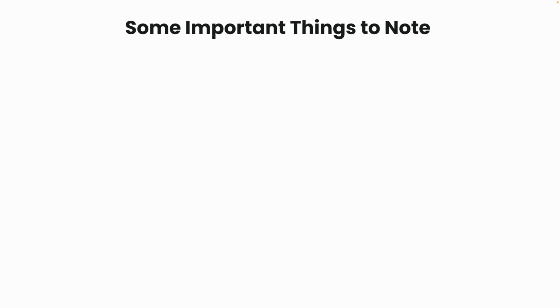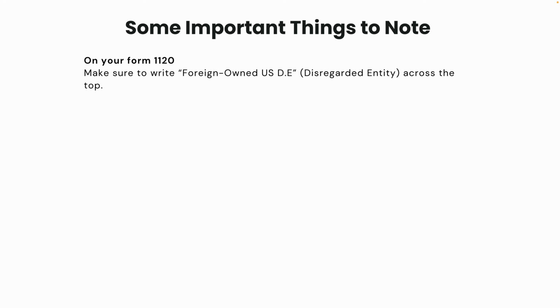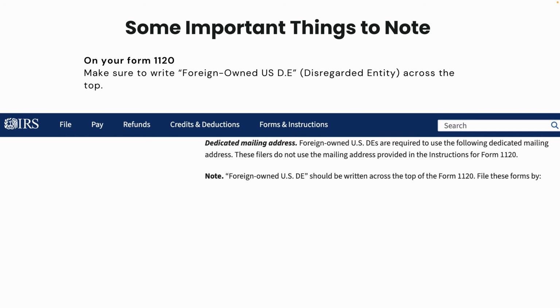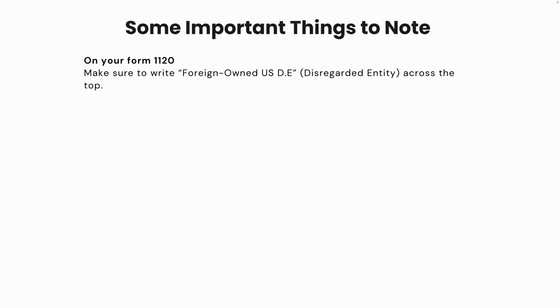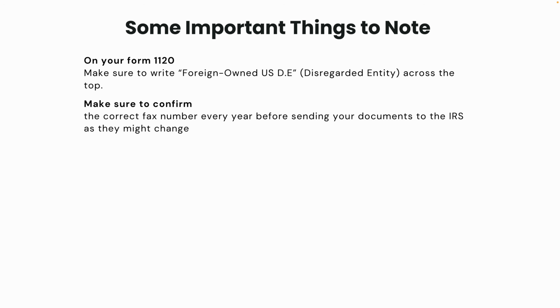So let's look at some important things that you need to take note of before we get into filling out this form and submitting it to the IRS proper. The first thing is, on your Form 1120, you want to make sure to write "Foreign-Owned U.S. DE," which stands for disregarded entity, across the top. The IRS advises that you do this on your 1120 form. The next thing is you want to make sure to confirm the correct fax number every year before sending the documents to the IRS, as it might change from year to year.